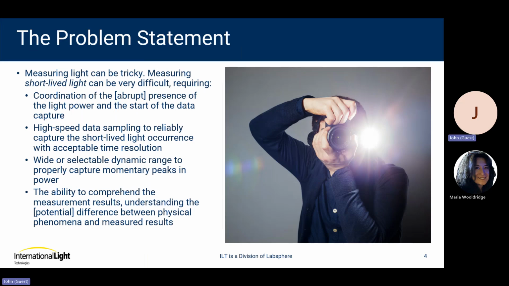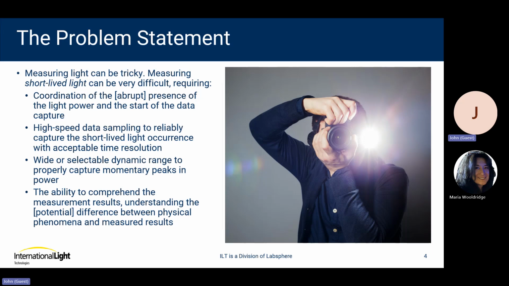So here's the problem statement. Measuring these short-lived lights or flash or strobes is tricky. And the four sub-bullets here: you need to coordinate capturing when it happens. So it's usually an abrupt signal. So your start of capture and duration of capture really need to be synchronized to what may be a randomly occurring signal.